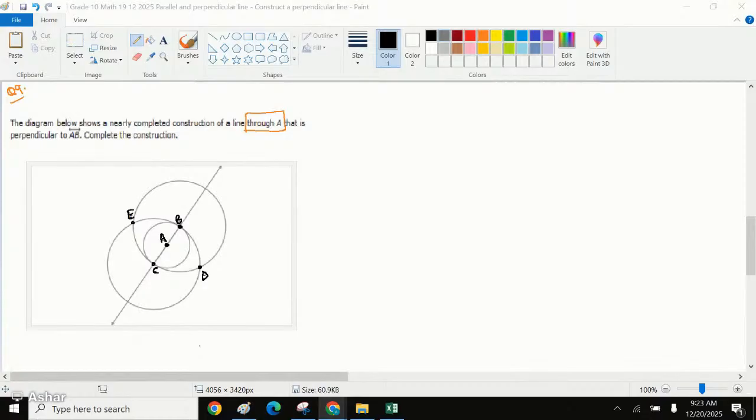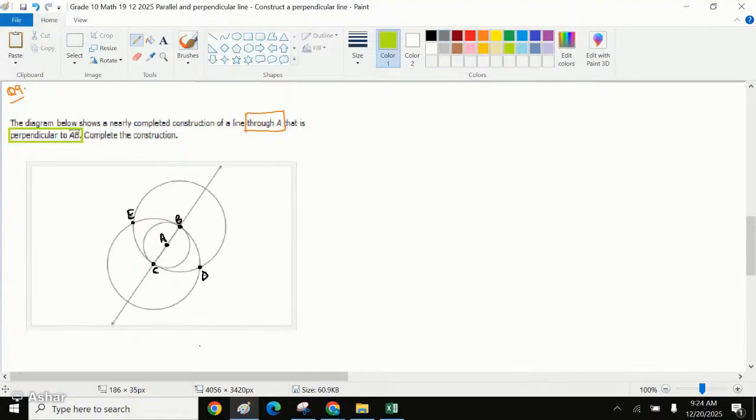We have to construct a line passing through A, but we also need to see what it is perpendicular to. They're saying it's perpendicular to the line AB. How do we know that AB is a line? Because in order to make a line, we just need 2 points, A and B, a starting point and an ending point. If we have any 2 points, we can draw a line between those.